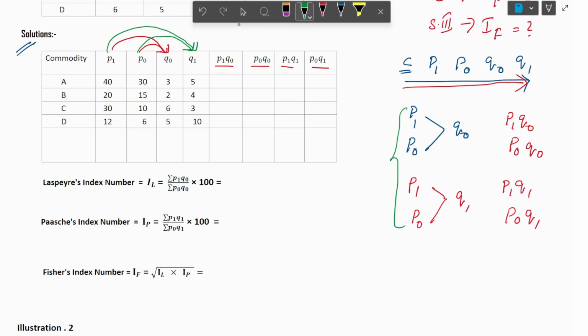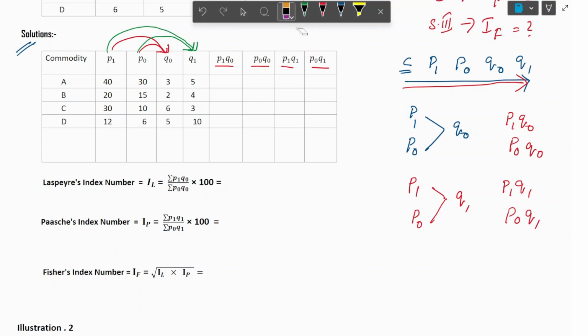Please remember, not only for Fisher's index number, but for Dorbish-Bowley's index number and Marshall-Edgeworth index number, the table is the same. The columns are the first 5 columns from the question, in the order commodity, P1, P0, Q0, Q1. And next 4, that is what we are going to calculate, in the same order: P1 Q0, then P0 Q0, P1 Q1 and P0 Q1. This is the way to remember. Don't try to learn by heart, then you will make mistakes.